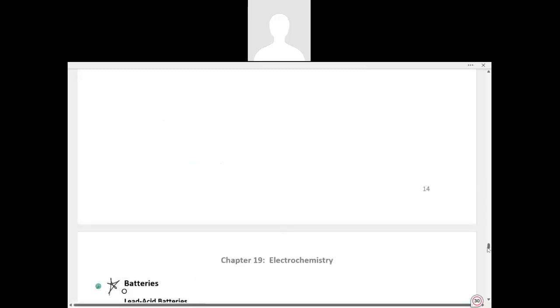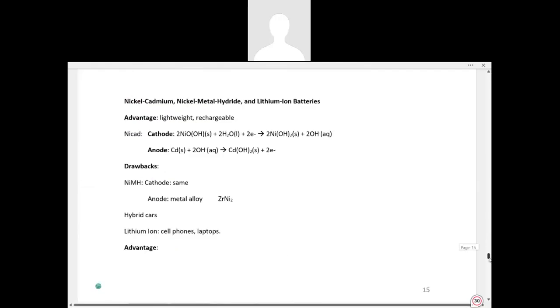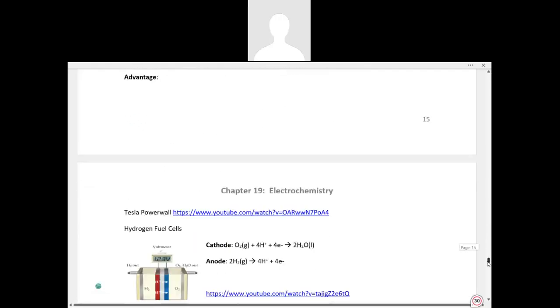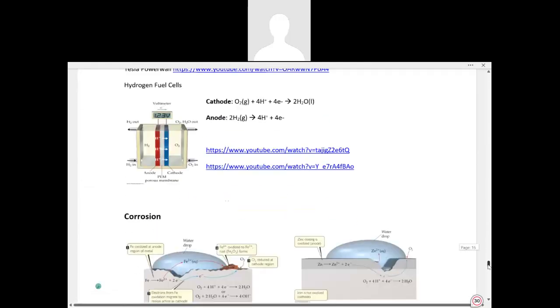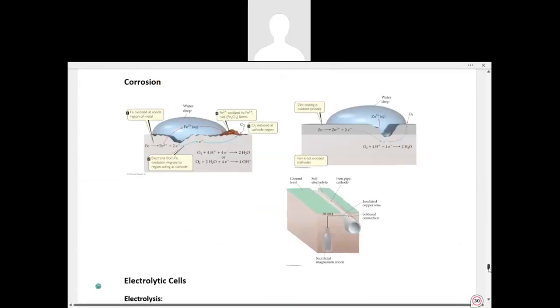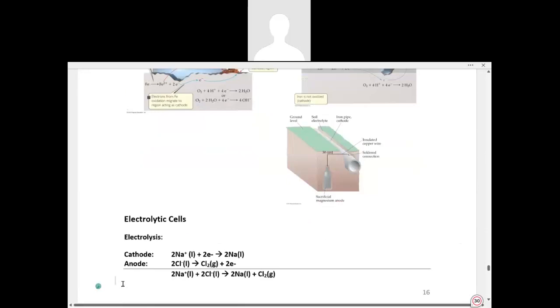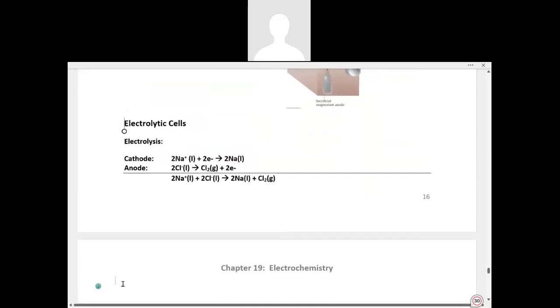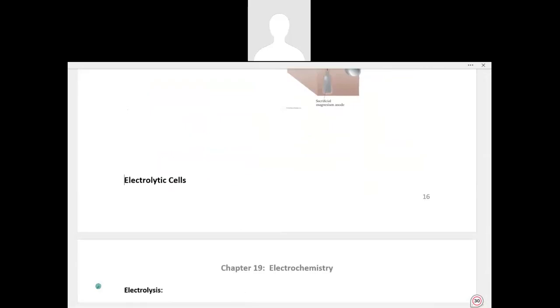Let's take a look down here. We see lots about batteries and fuel cells. The next topic, corrosion, is also mentioned in your textbook, with the use of something called a sacrificial anode to prevent corrosion for pipes underground. That's also mentioned, but again, you will not be responsible for either corrosion or batteries on your exam. But let's take a look at what you may see.